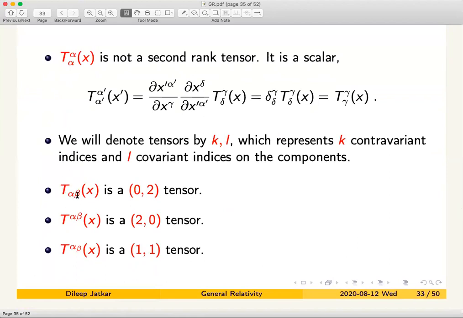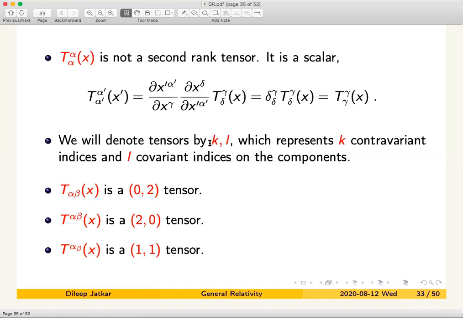Now, it's a kind of bad nomenclature because a tensor actually does not carry any index, since these are the components of the tensor. But it's a bit of a misuse of terminology: one tends to call T alpha beta itself a covariant second rank tensor. Strictly speaking, we should be calling it the components of a second rank covariant tensor. But okay, T alpha beta therefore transforms as a (0,2) tensor because it has two covariant indices.